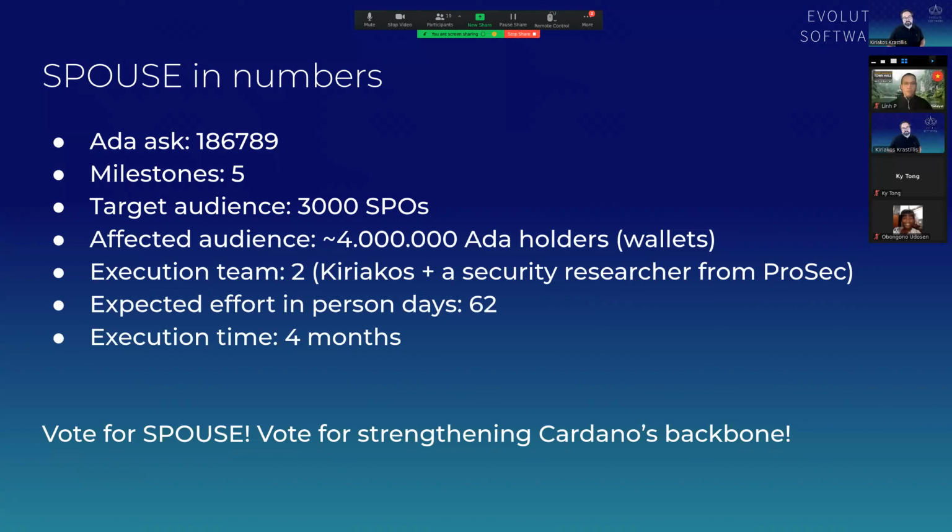In numbers, the ADA ask is 186,000 ADA. We've got 5 milestones. The target audience is 3,000 SPOs. The affected audience is 4 million ADA addresses. The execution team will be me and one security researcher from a very well respected security group here in Germany. We plan to do it in a rough period of 4 months.